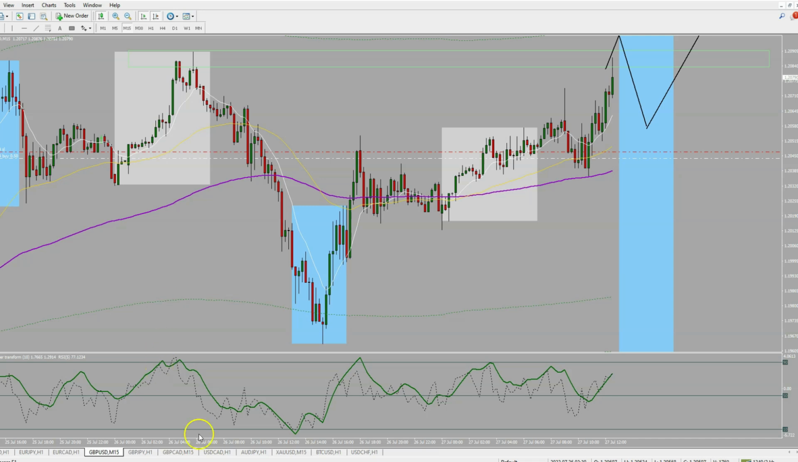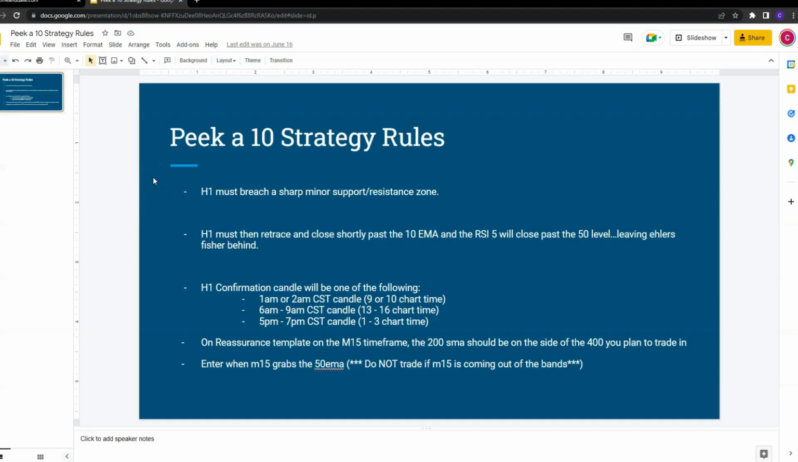So, but anyway, that's the gist of the Picotin strategy. I'll have the link to these rules in the description of the video. But yeah, that's the Picotin strategy, as simple as I can break it down, rule by rule.